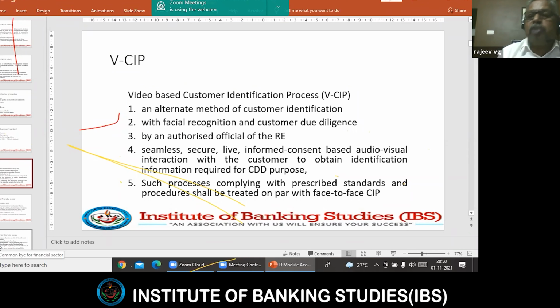Now I think a large number of banks are using it for KYC updation because the customer need not come. The authorized officer of the bank can contact him over the audiovisual media, recognize him, and confirm the CDD documents and identification information required for the CDD. That is what is called the VCIP.